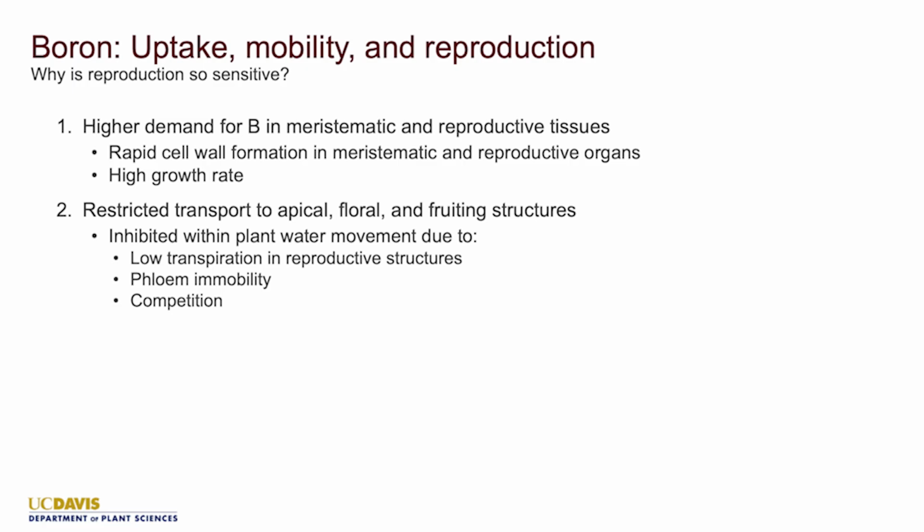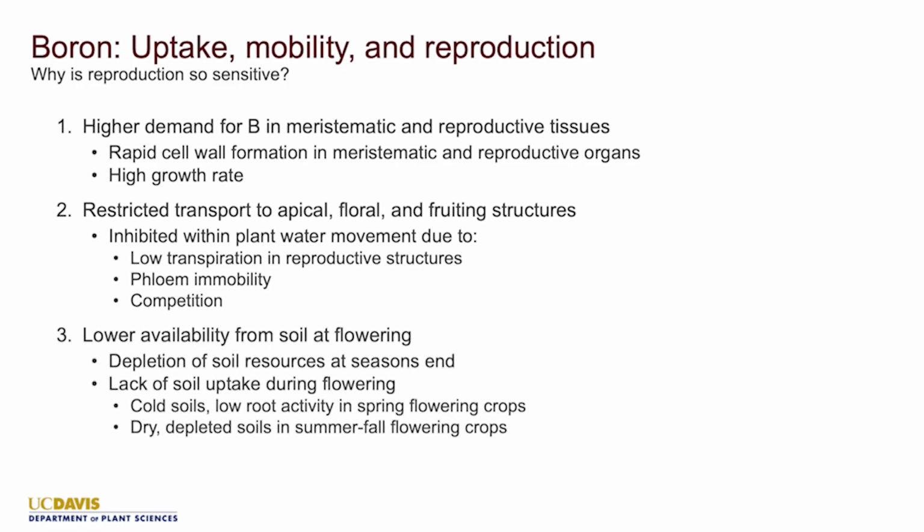So if you have any circumstance, low transpiration, flow and mobility, competition, you can induce a deficiency. The third is much more agronomic, and that is that on occasions there can be circumstances with lower availability of boron in the soil at flowering. And you can think about this in 2 contexts. An annual crop, you could have a depletion of soil resources as you approach the season's end. Either the fertilizer you put on has been depleted, or the soils have dried and the fertilizer is difficult to take up.